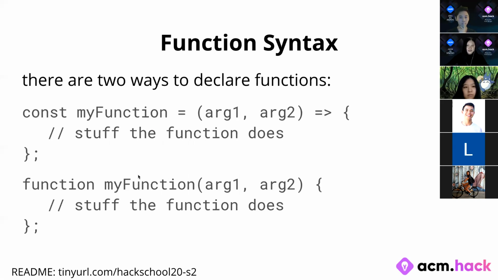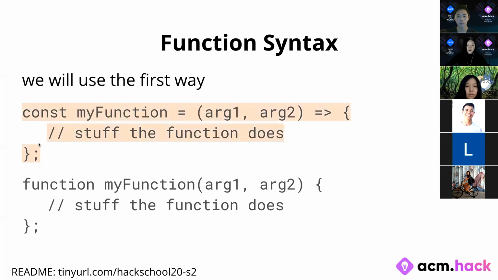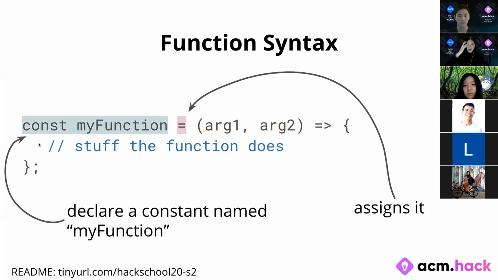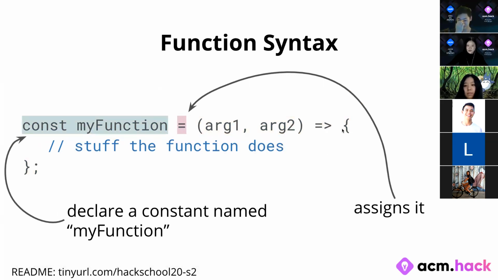So what does a function look like when I write it down? There are 2 main ways to declare functions in JavaScript. So we have this first way and we have a second way. And for this workshop, we're only going to use the first way. So let's talk about that a bit closer. All right, so let's look at each part of the function. On the left side, we say const myFunction. And this looks a lot like the variable declaration we learned earlier. So we are declaring a constant named myFunction. And then we have this equals sign to assign it. And this right-hand side is what the function is.